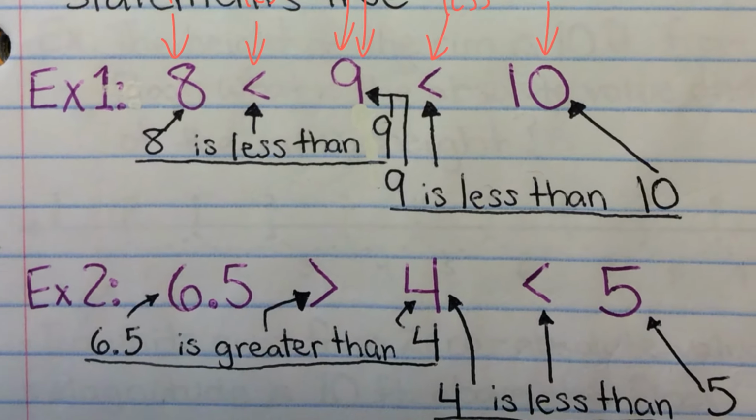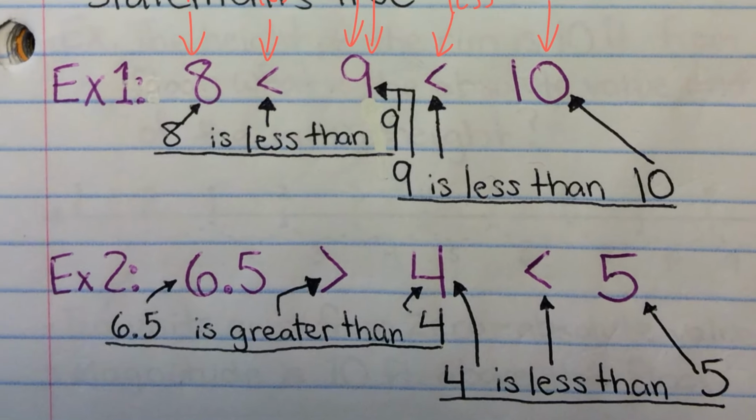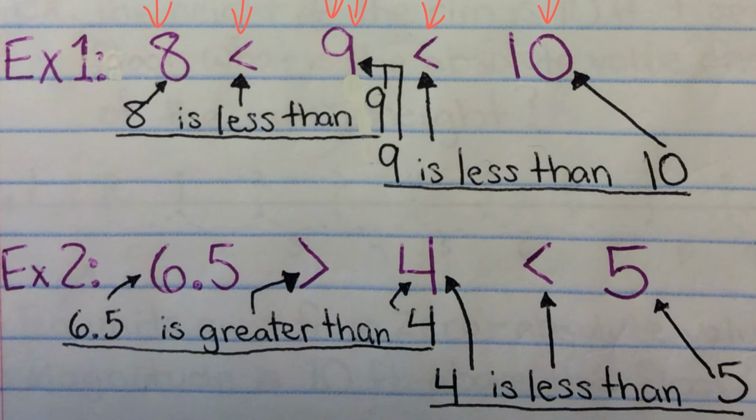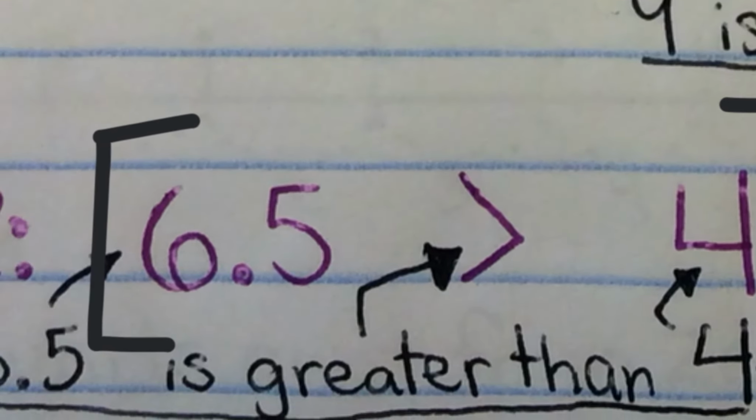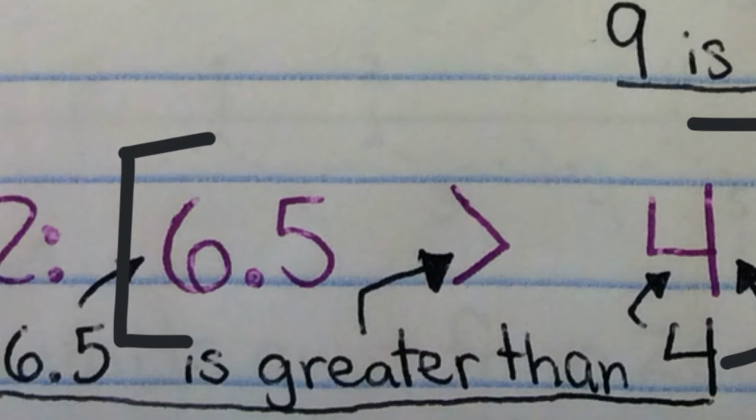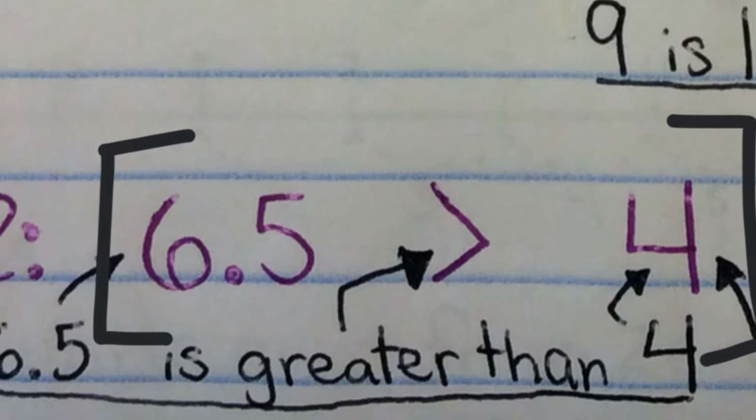Scroll down here to example number 2. We're going to put them in a different order now. This is going to be a little bit trickier because it's not in order from least to greatest. Let's take a look. It says example number 2. 6.5 greater than 4 less than 5. Okay, so we're kind of thinking of this as two separate inequalities, but then we'll put them together at the end. So first off, you see 6.5 is greater than 4. Just looking at this, is this statement true? 6.5 is greater than 4. Yes, that statement is true if we're just looking at that right there.